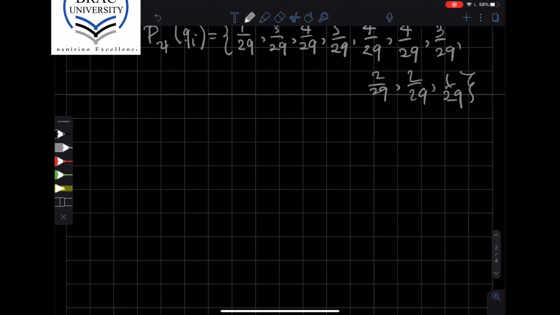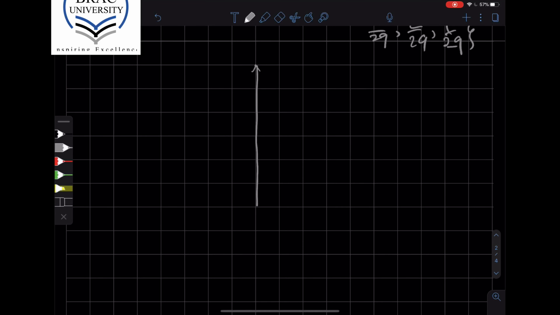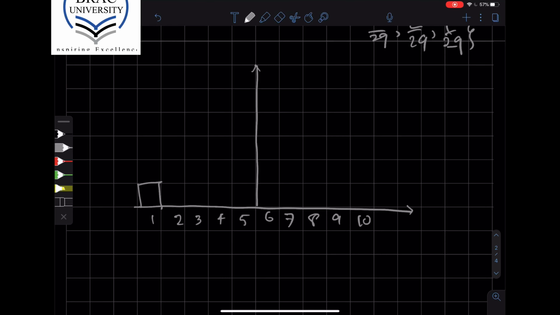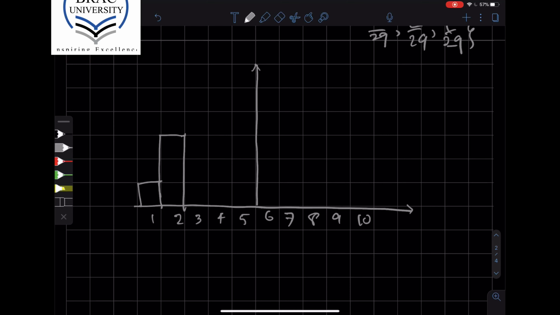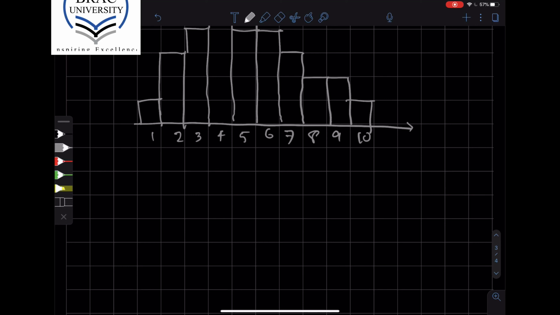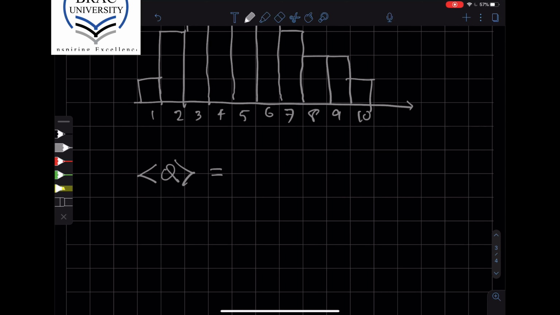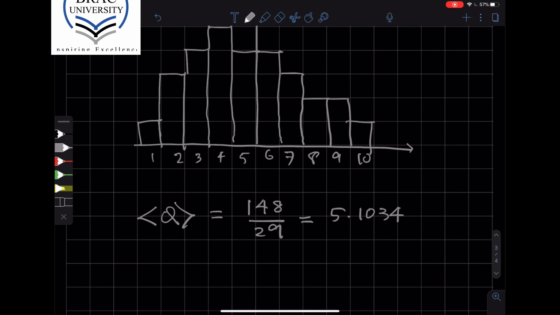So we can now represent these eigenvalues graphically. Suppose that we have here 1, 2, 3, 4, 5, 6, 7, 8, 9, 10, and then this is the first one. Its probability is 1 over 29, and the probability of finding 2 is 3 over 29, and 10 is 2 over 29. Now the average of Q you can compute, and it turns out to be 148 by 29, or 5.1034. So the average value falls between 5 and 6.